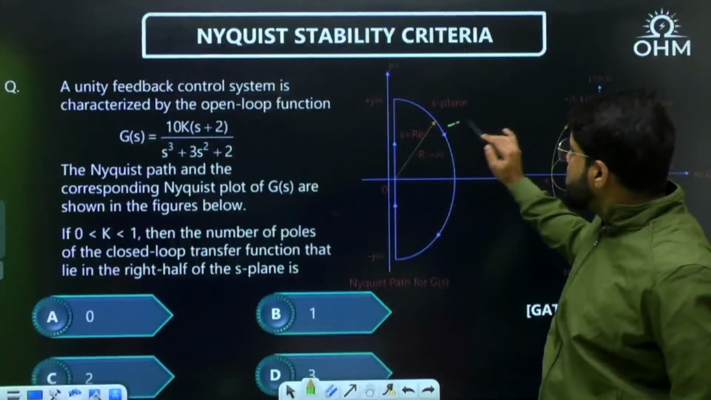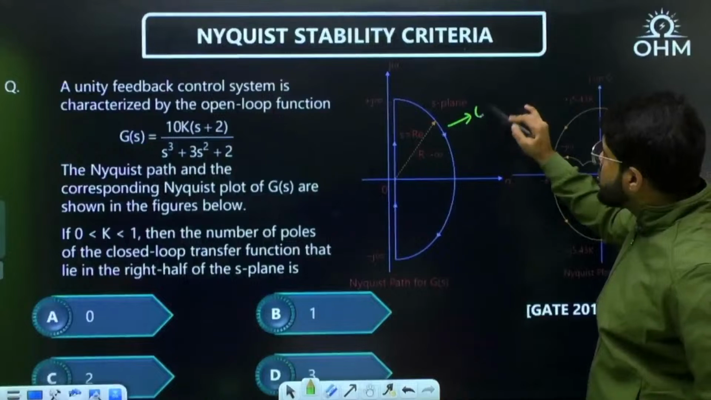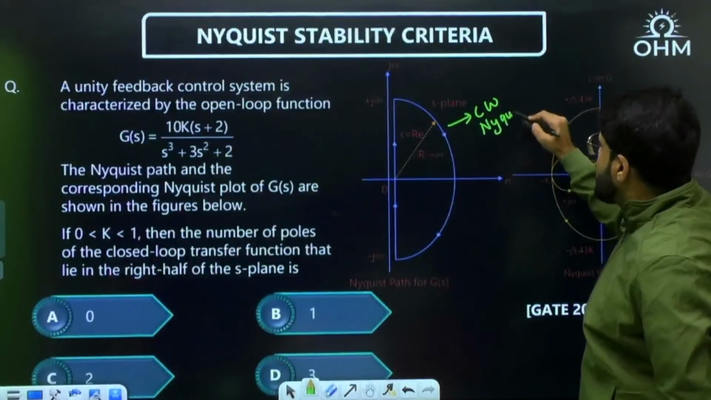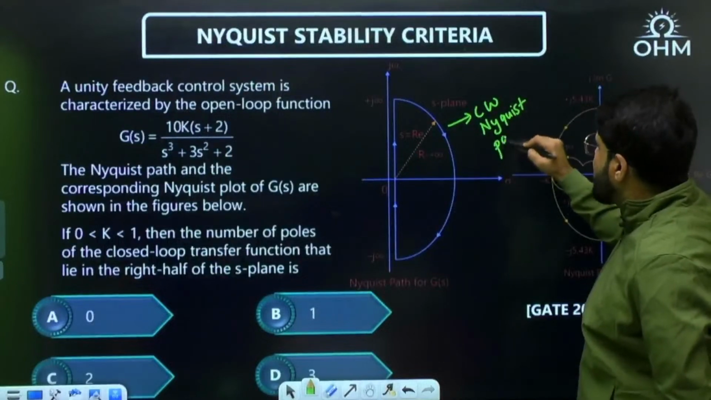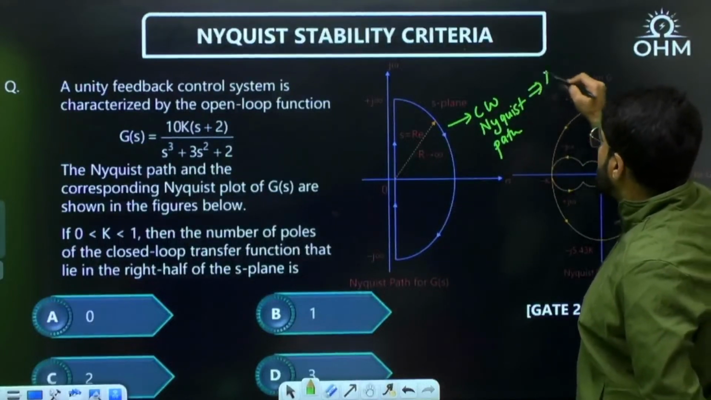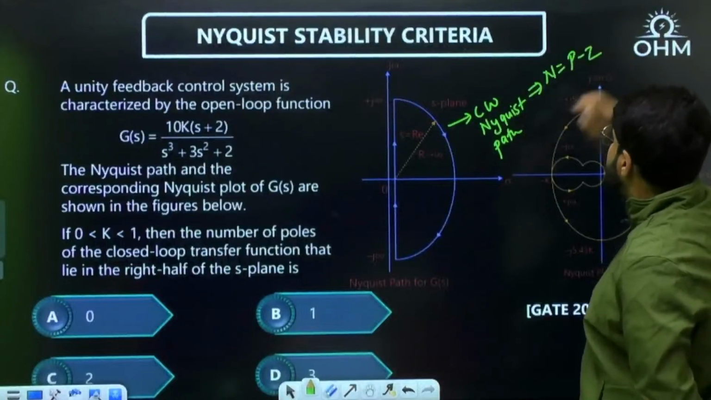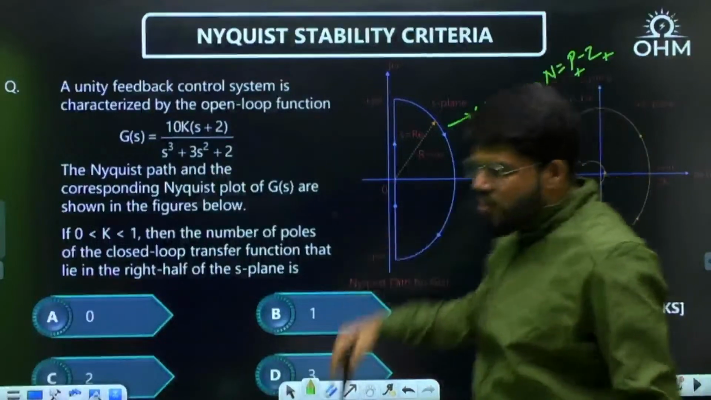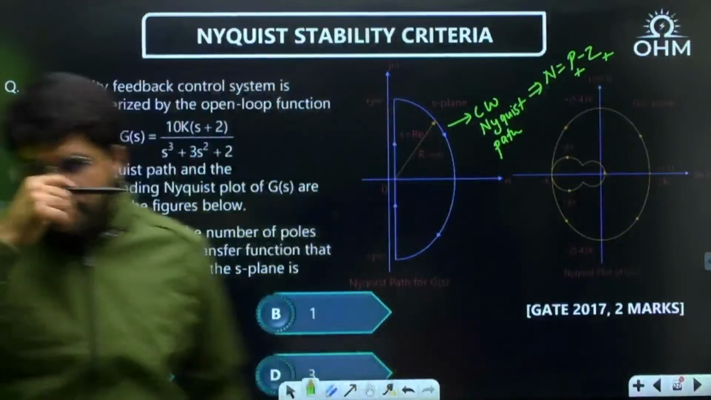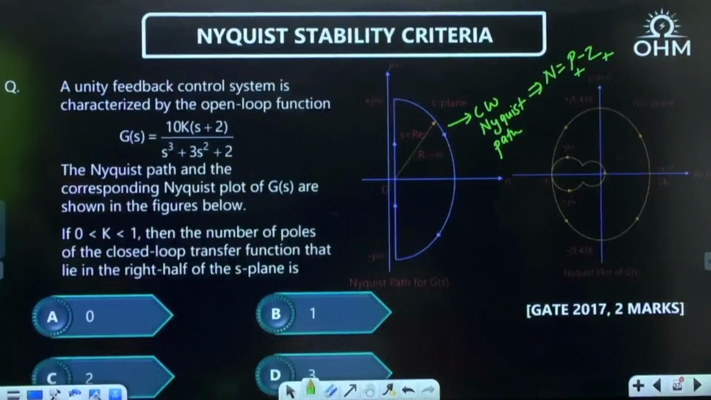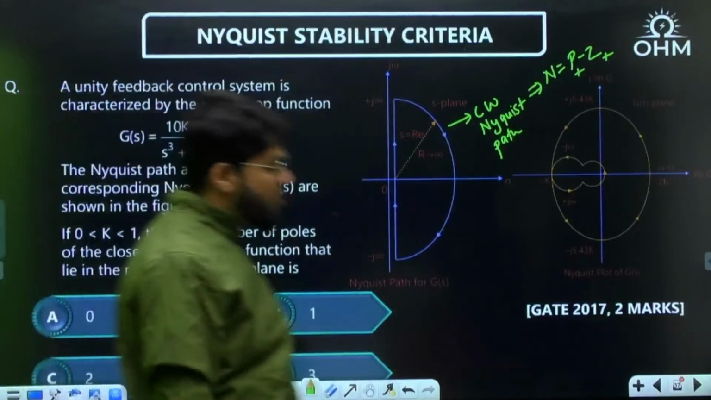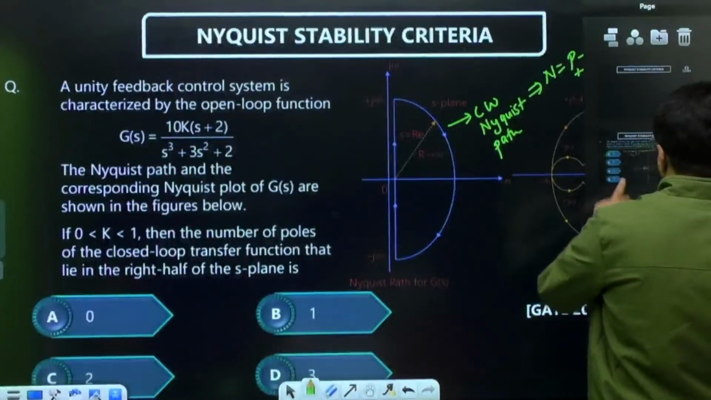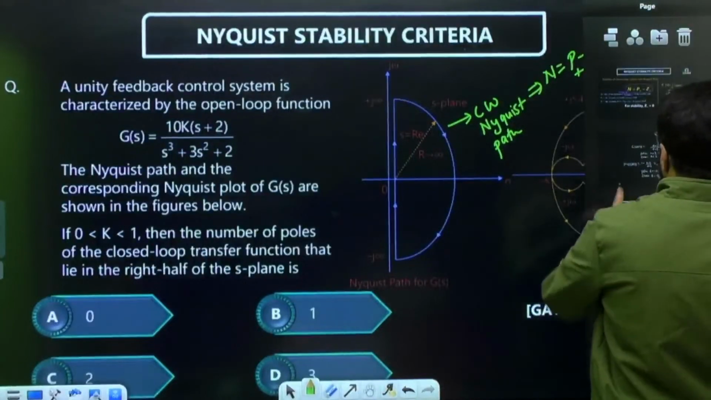And how is the Nyquist path shown? Very clearly you see it is a clockwise Nyquist path, and because it is a clockwise Nyquist path, the formula is N equal to P minus Z to be taken. If it is anti-clockwise, I told you Z minus P. Anti-clockwise means Z minus P to be taken, as I mentioned there. Remember this. Let me again go back to our stability definition.